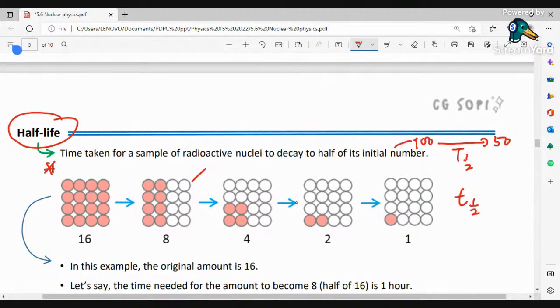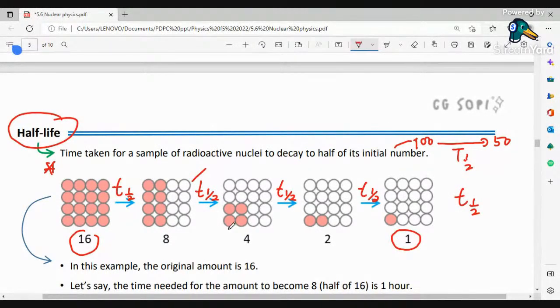So after one half-life, it becomes 8. Another one half-life, it becomes 4. Another one half-life, it becomes 2. Another one half-life, it becomes 1. Means initial, which is 16, after 4 half-lives, it will become 1.